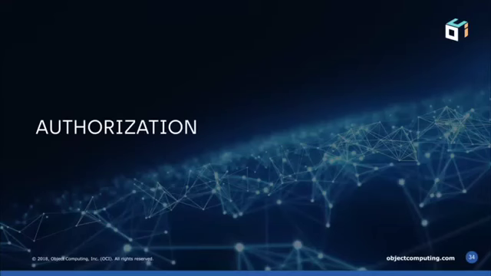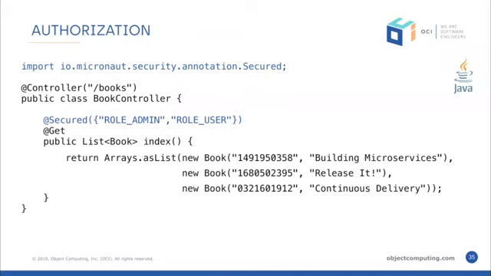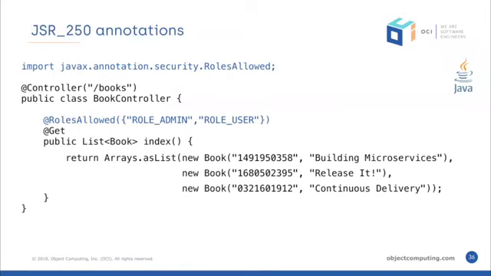You may need to restrict the access only to users with a particular role. You can do that as well with a list of roles. We also support the @RolesAllowed annotation, which lets you do the same thing. This is a JSR 250 annotation, so you don't couple your application with Micronaut annotations.